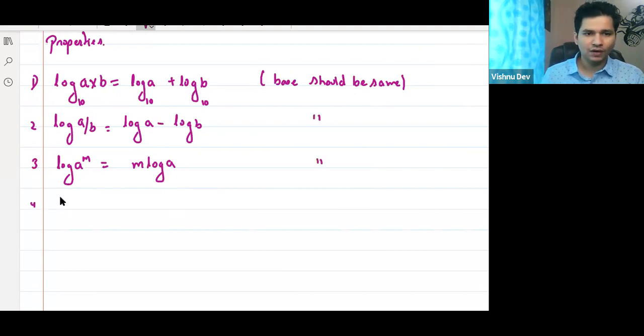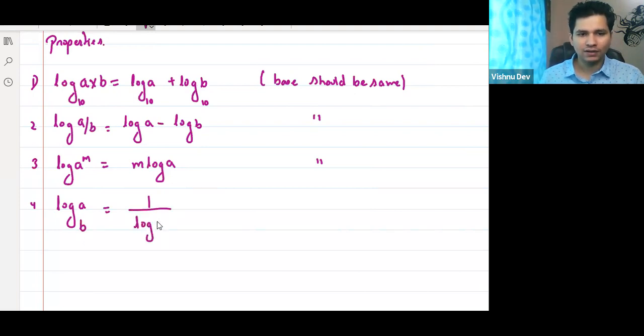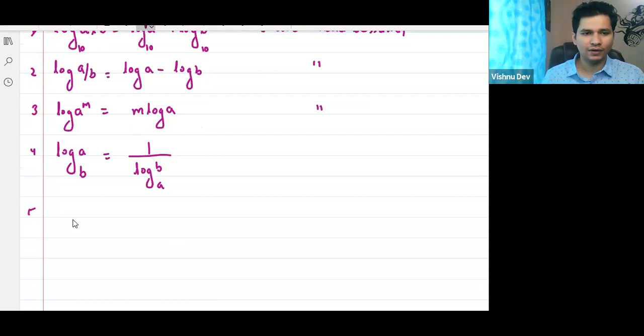Fourth property: log a base b is equal to 1 by log b base a. Fifth property: if I have log a base b, this is equal to log a base c divided by log b base c.